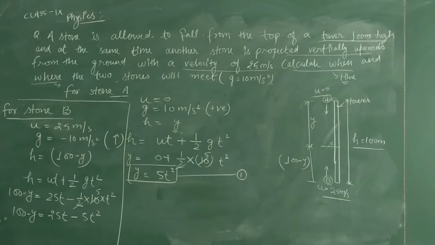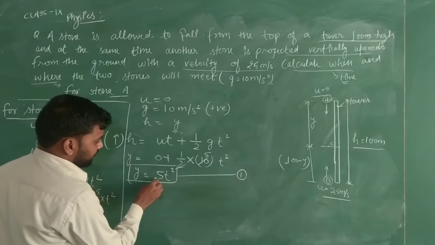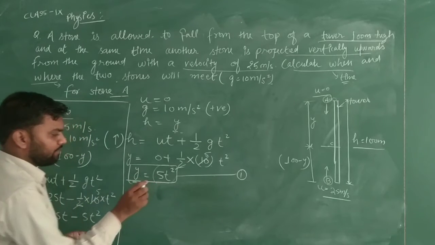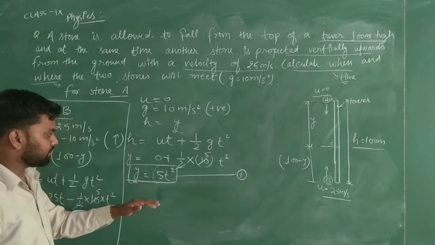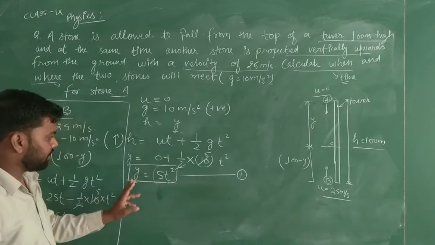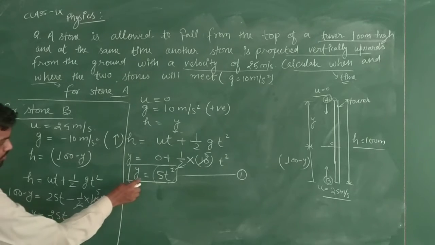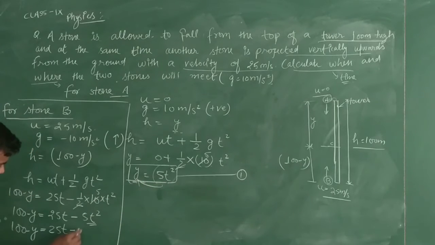Okay, students, we can clearly see from here that wherever 5t square is given, we can place y at the place of 5t square. So in this equation, 100 minus y will be equal to 25t, and at the place of 5t square we put y. We can clearly see that it is negative y, it is also negative y. Both are on opposite sides of the equal sign, so they will cancel each other.